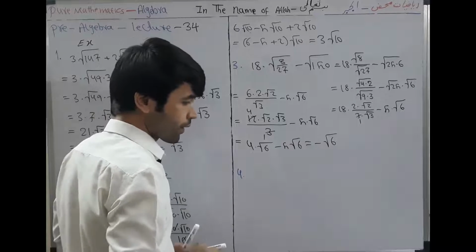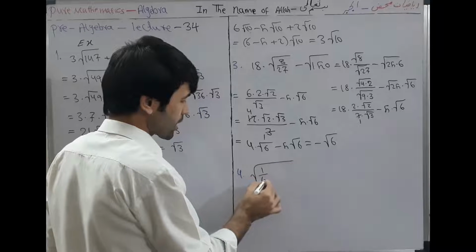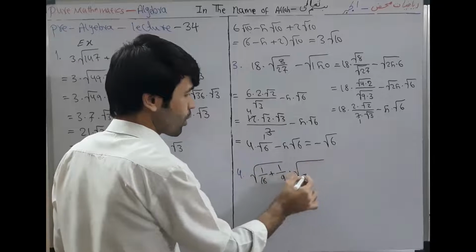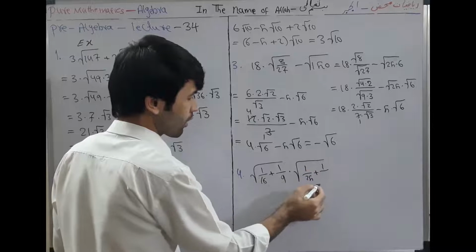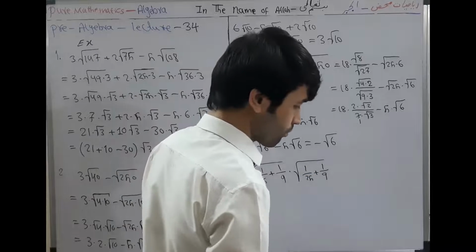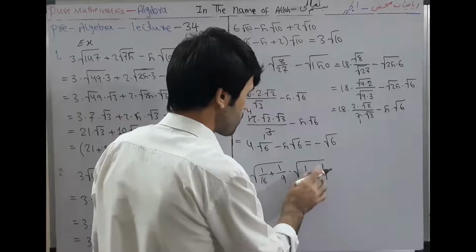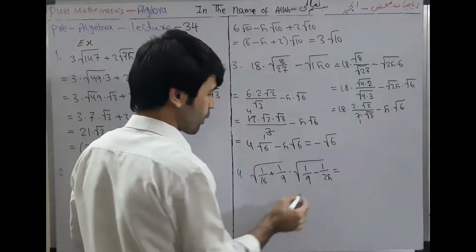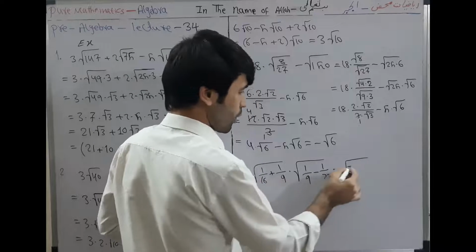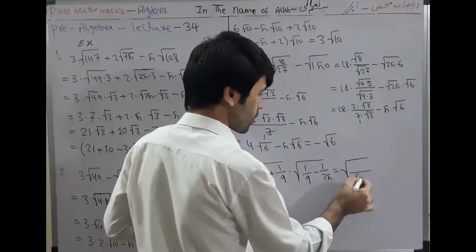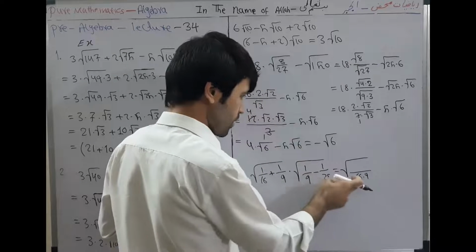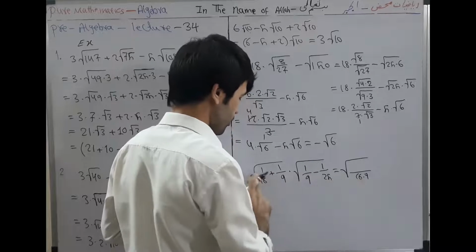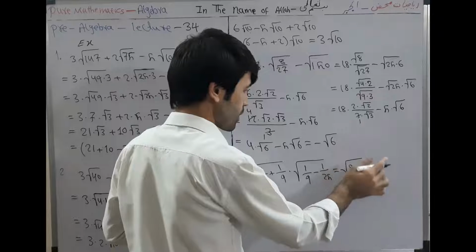Question 4, we have 1 over 16 plus 1 over 9, into square root of 1 over 25 plus 1 over 9, over 1 over 9 minus 1 over 25. We want to solve this question. It is equal to square root of, if we take common denominator, 16 multiplied by 9, 16 multiplied by 9 divided by 16, 16 by 16 cancel, 9 multiplied by 1, 9 plus 16. Same rule also here.